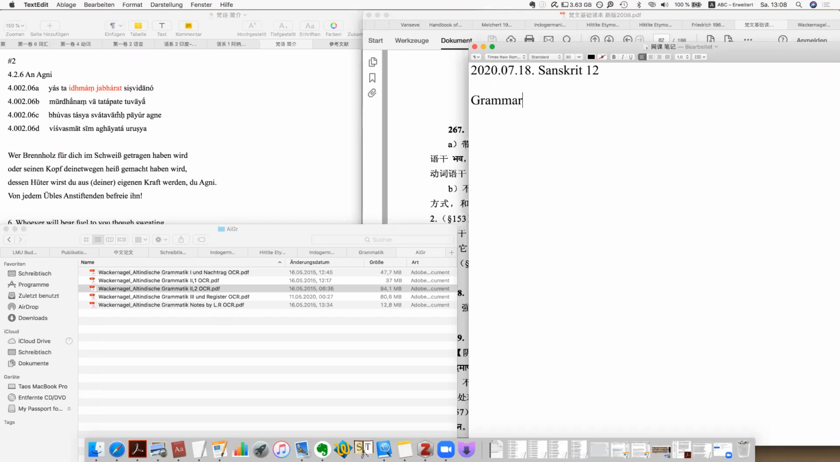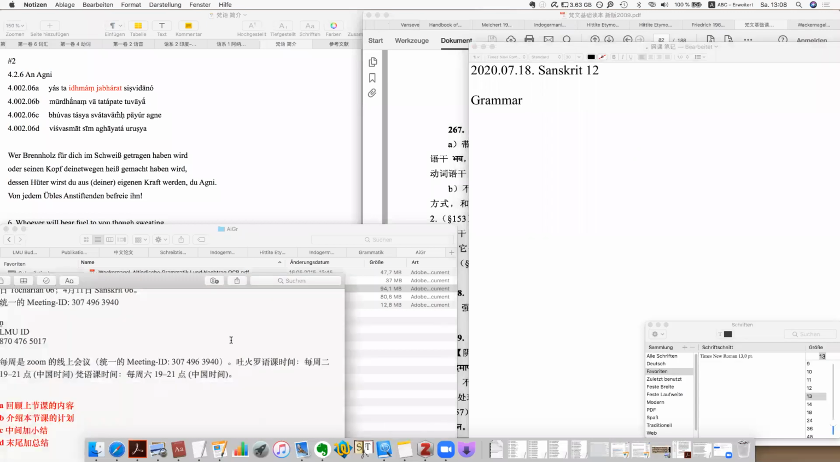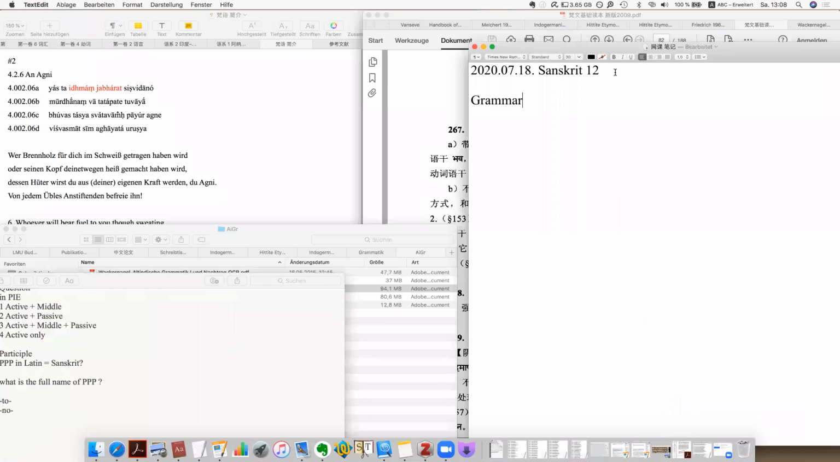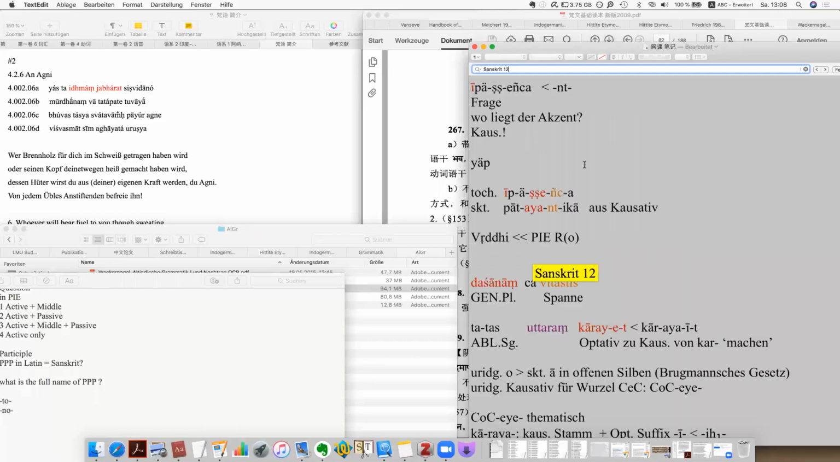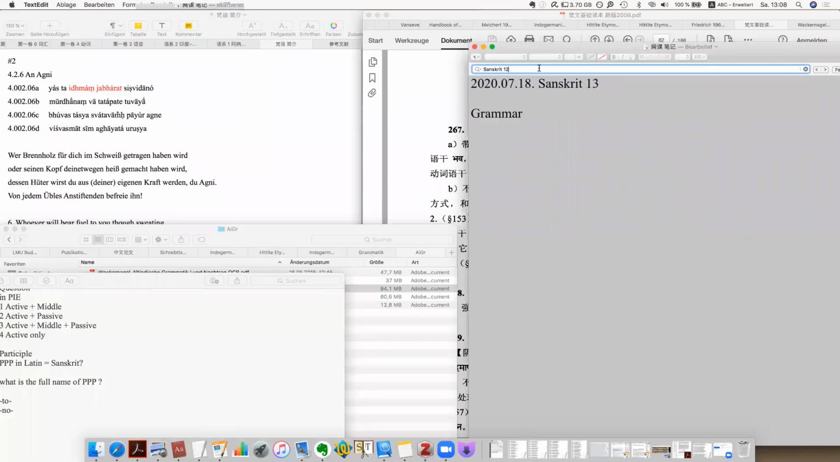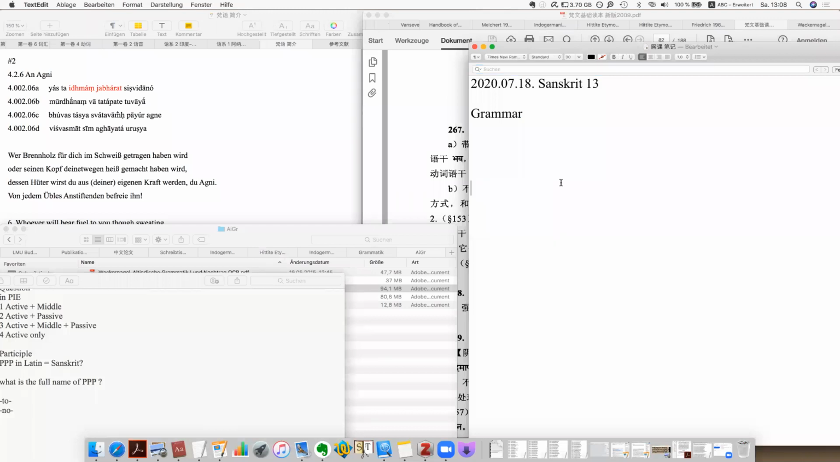13次吧? I'm not sure. Is it 13 or 12? I'm not sure. Probably you can check it. 13. Okay, it's already 13. Wow, we have done quite a lot. Oh yes, you're right, it's 13. It's really remarkable that we're already at 13.